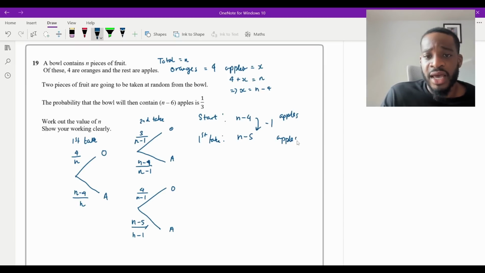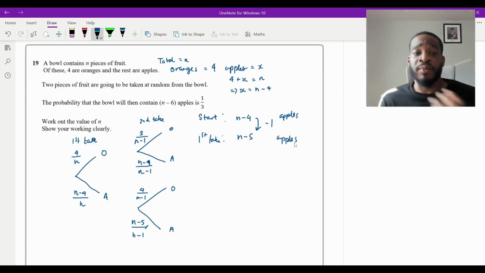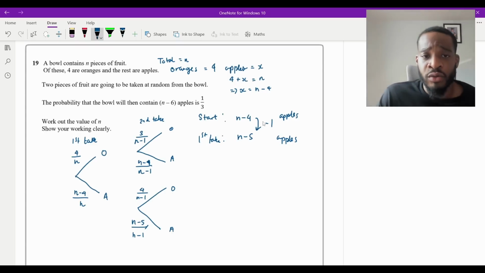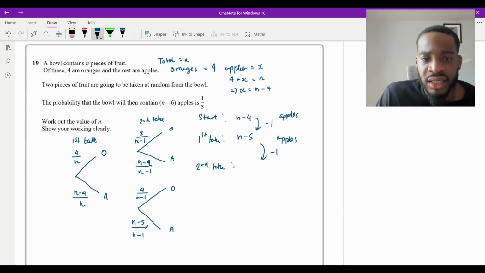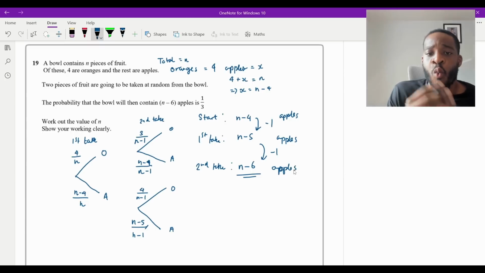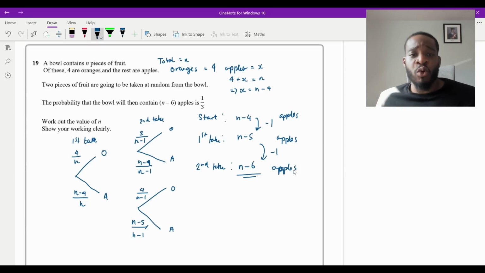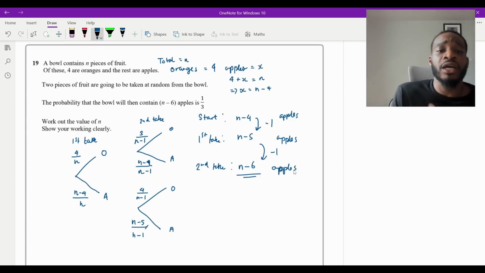So after my first take, there's going to be n minus 5 apples, assuming I've taken an apple on my first go. Now, if I was to take an apple again, second take, right, and it's an apple, then I would just take one away from n minus 5. N minus 5 minus 1 is n minus 6. So we get that expression of n minus 6, right? Which is what they've told us in the question. Now, what does this n minus 6 mean in context? Well, we can see quite clearly it means that we've taken 2 apples.